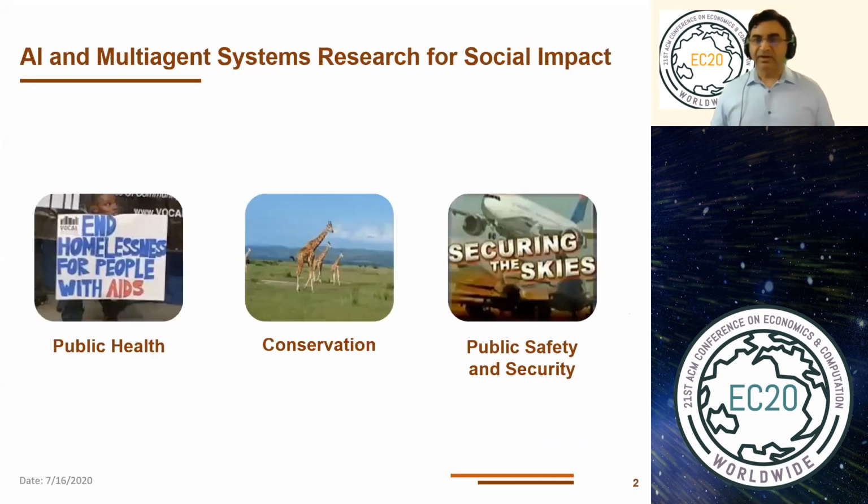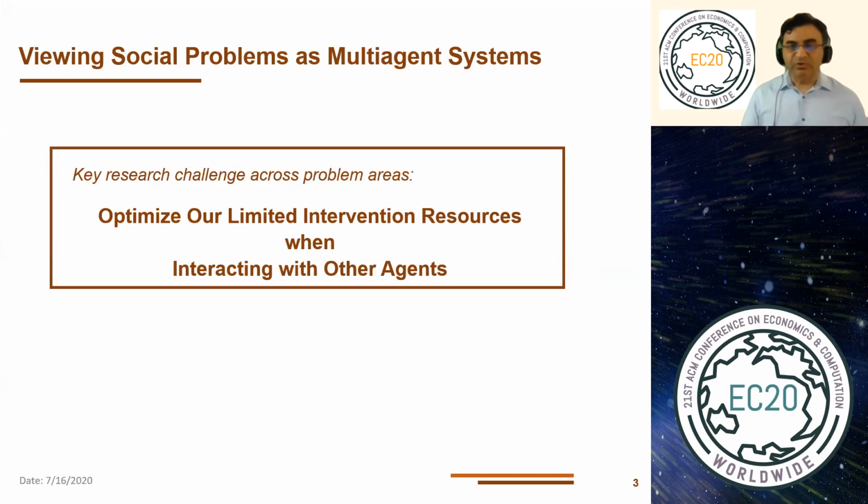So with the current progress in AI and multi-agent systems, it is now important to direct these advances towards societal impact. In my research group, we have focused on 3 topics: public health, conservation, and public safety and security. In all of these areas, viewing these societal problems as multi-agent systems, there's a key research challenge that we focused on: how to optimize our limited intervention resources when interacting with other agents in these domains.